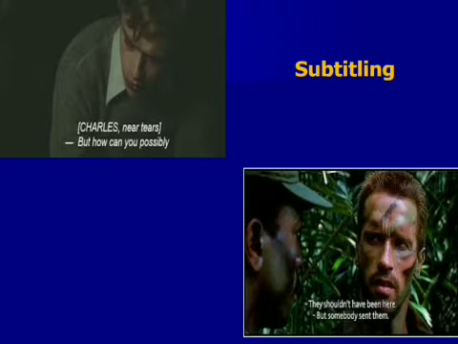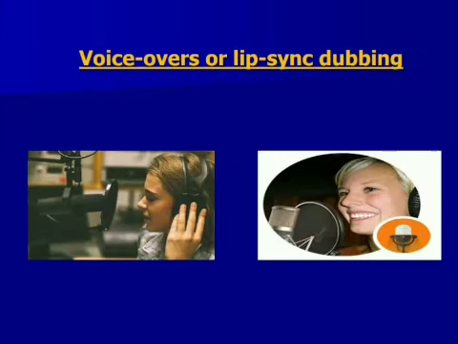On the screen you can see a sample of subtitling. Your translation will appear on the screen within 2 lines or maybe 3 lines. And here you artistically should give the meaning of the film, the gist of the meaning, because the space is limited. The second type is voiceovers or lip sync dubbing. It means your translation will be read by an actor or actress.